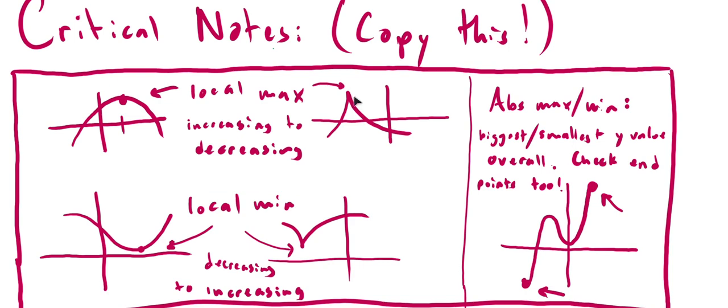I want you to copy this. This is what local maxes look like. They go from increasing to decreasing. This is what local minima look like. They go from decreasing to increasing.